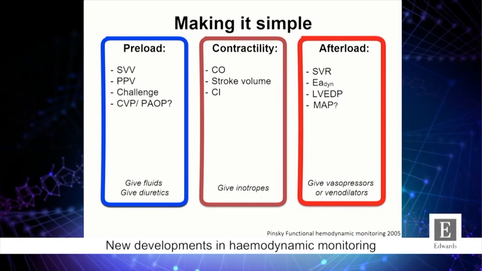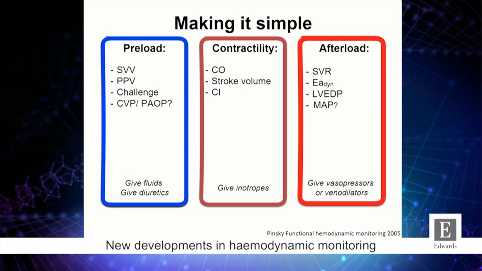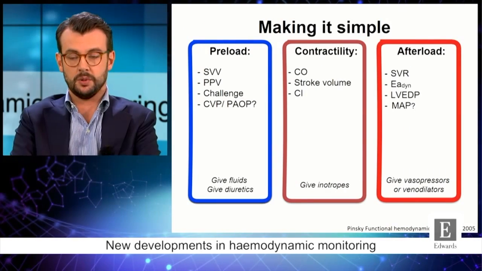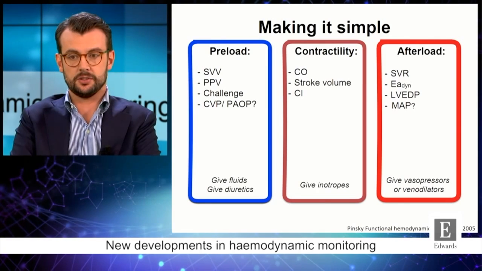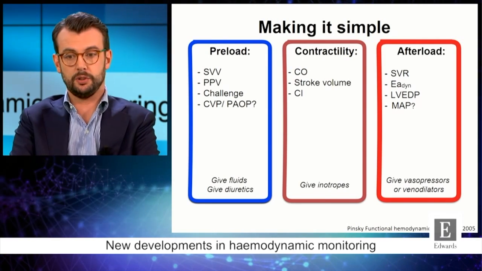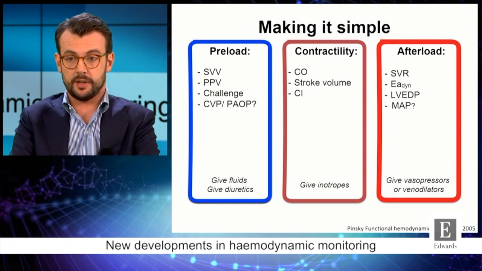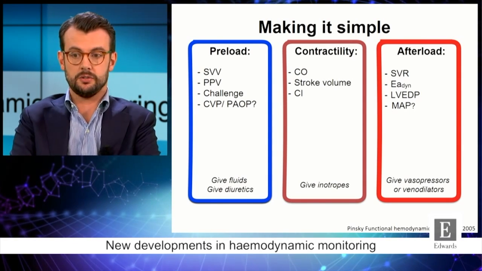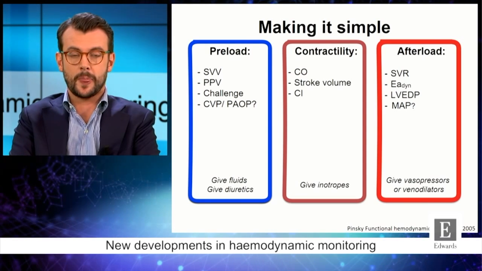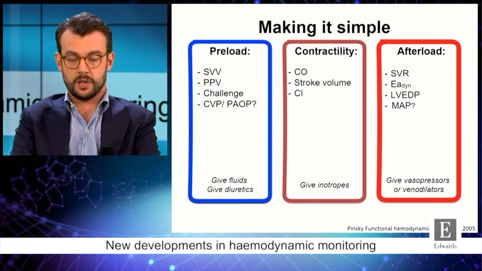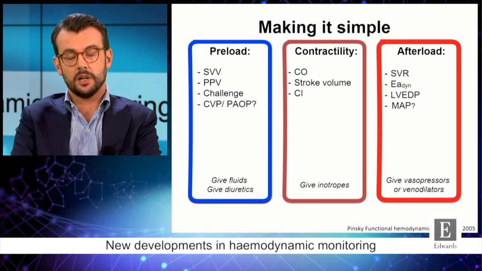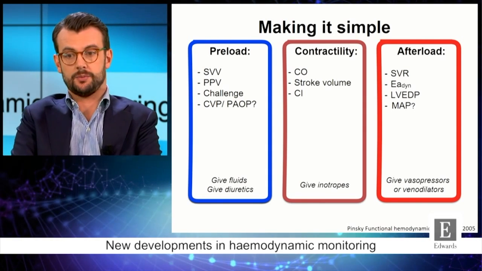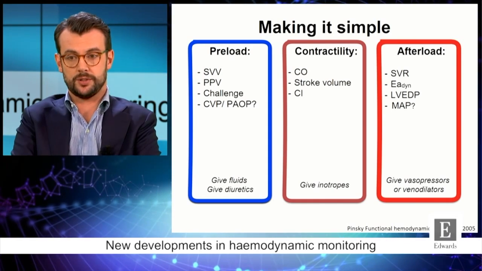So trying to boil it down to the bare essentials, if you ask me what would you want to watch in theater, what would you try to assess, it's looking at preload. Do I need to give fluids or not, or diuretics for that matter? How is contractility, and do I need to give inotropes for that? And you want to look at afterload. So these are the three concepts you really want to look at, the three items you really want to assess. And there are a couple of tools that you can use.